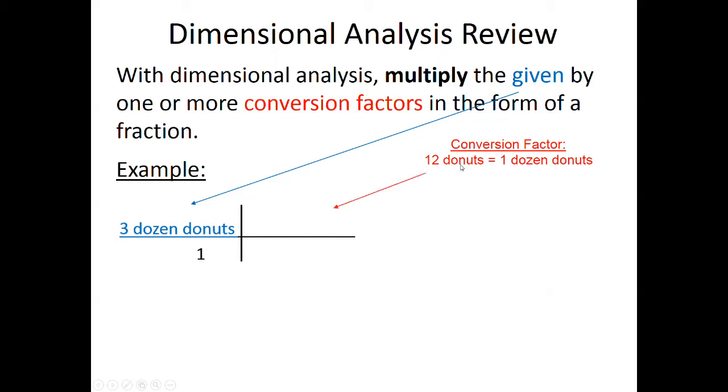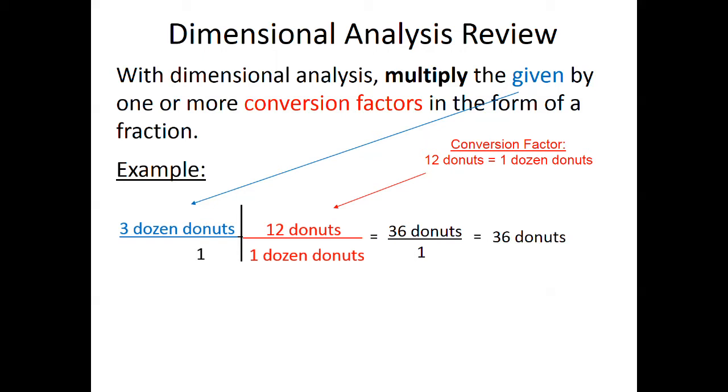So that'll let you know that our 12 donuts are going to go on top and the 1 dozen donuts is going to go on bottom, because remember, in dimensional analysis these have to cancel out. Dozen donuts needs to cancel out dozen donuts, so that my end unit is just donuts. So to solve this problem, we multiply 3 times 12 and then divide by 1, which equals 36 over 1. Of course the 1 is really insignificant, so we can just say 36 donuts.